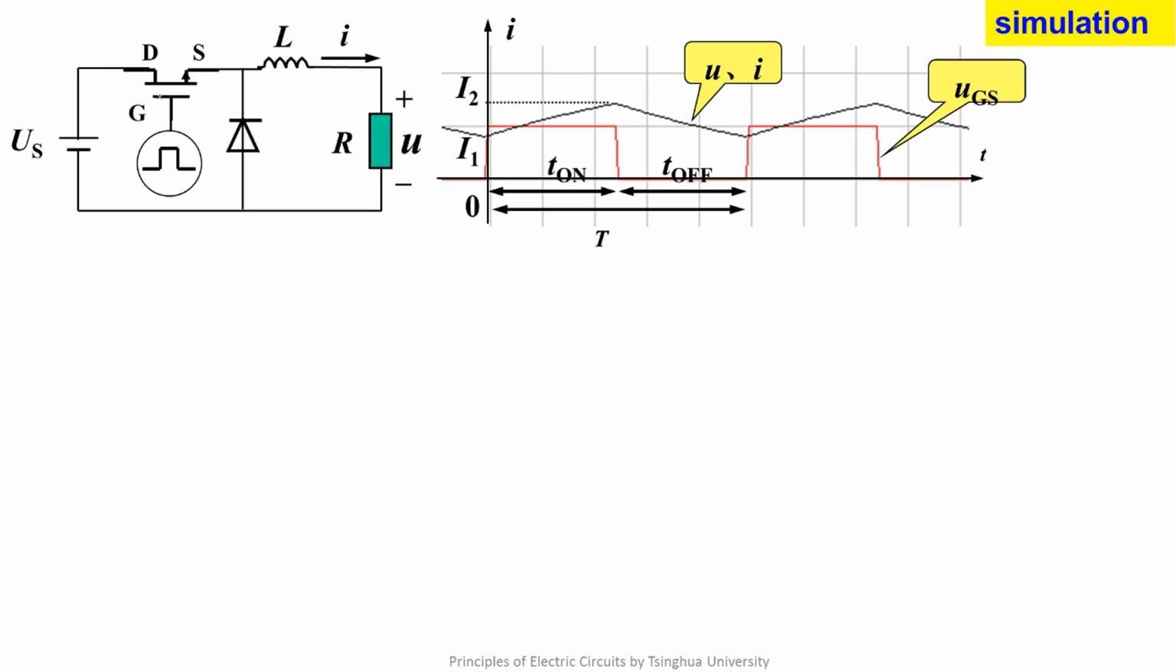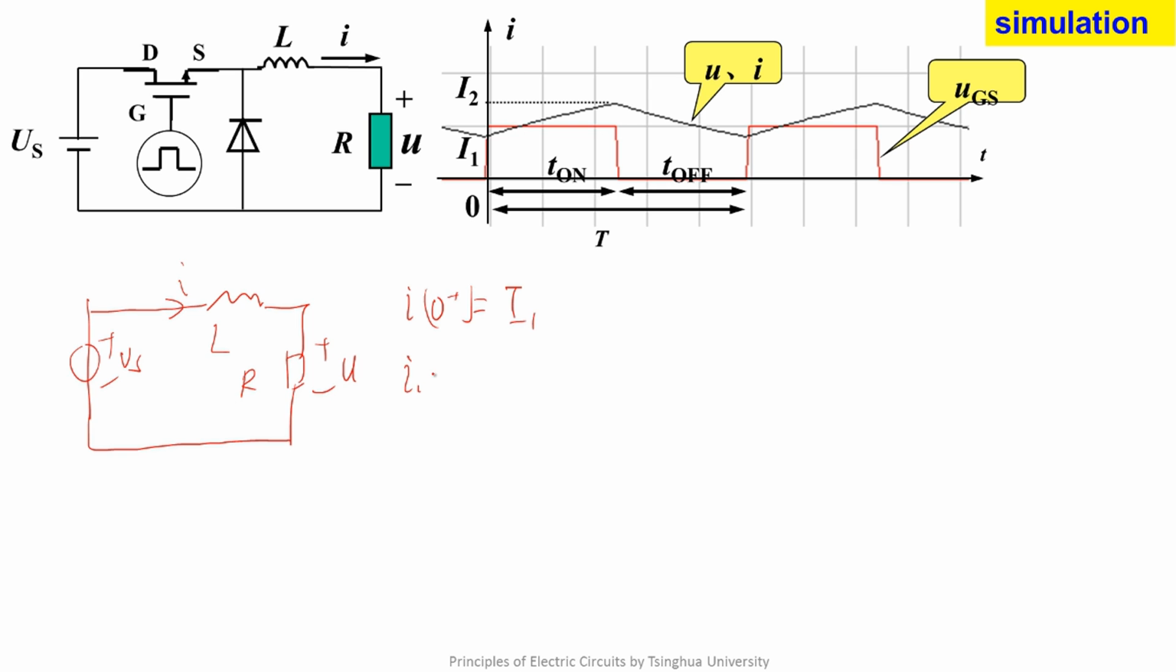So naturally, the circuit can be divided into two parts. We analyze them respectively. The equivalent circuit of the first part is like this. In this time period, the switch is turned on, and the diode withstands reverse voltage, so the diode is open. We don't draw it here. This is a first order RL circuit. We can use the three elements method to analyze it. From the figure, we know that I0+ equals I1.